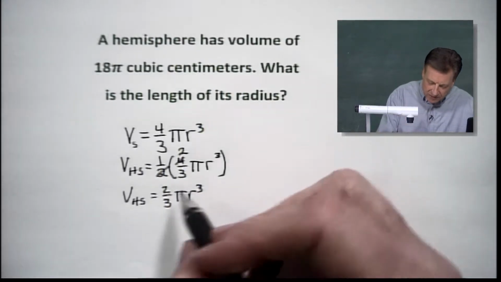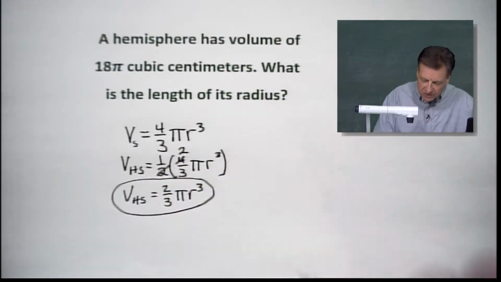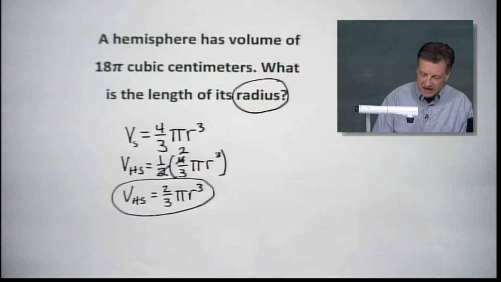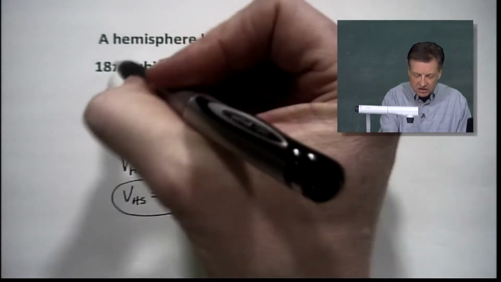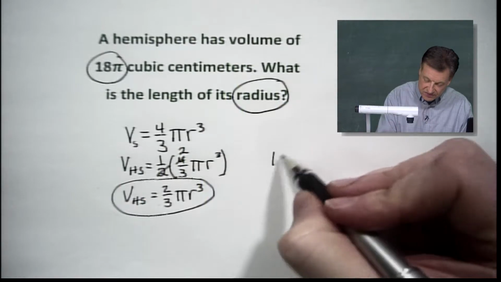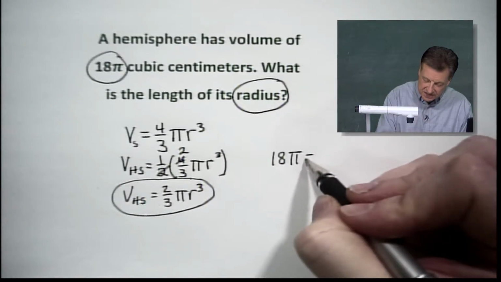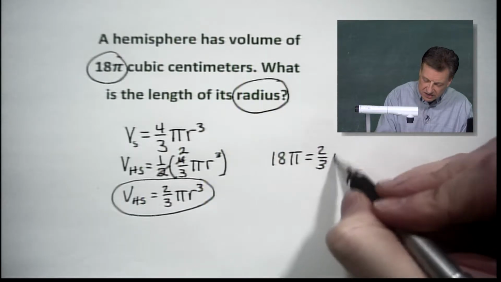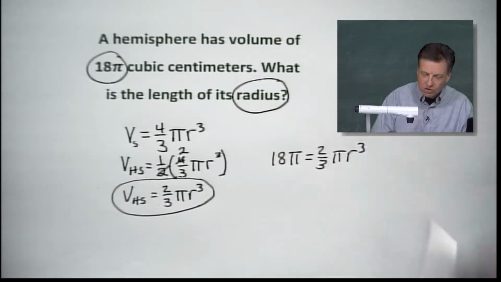Now, we've got a formula. You say, well, Ernie, what are we going to do with it? Well, what are we looking for? We're looking for the length of the radius. And we do know the volume. We know the volume is 18 pi over here. So let's go ahead and set this thing up: 18 pi equaling 2/3 pi r cubed.